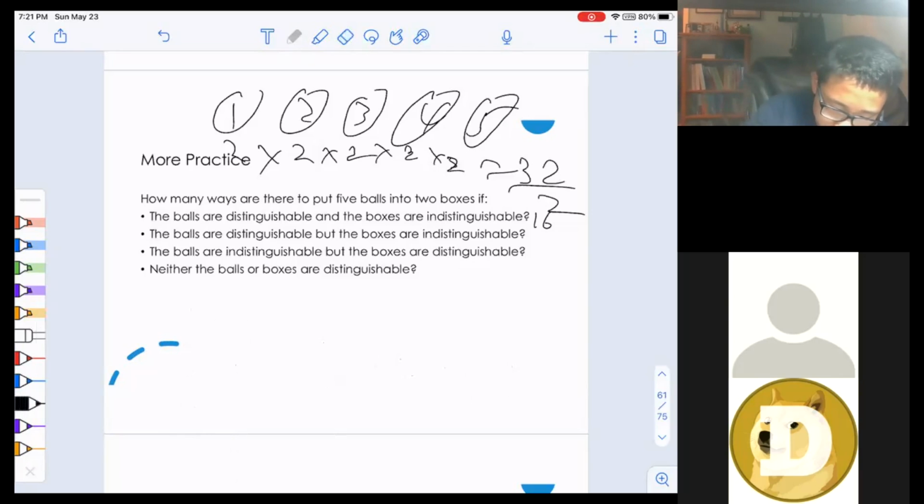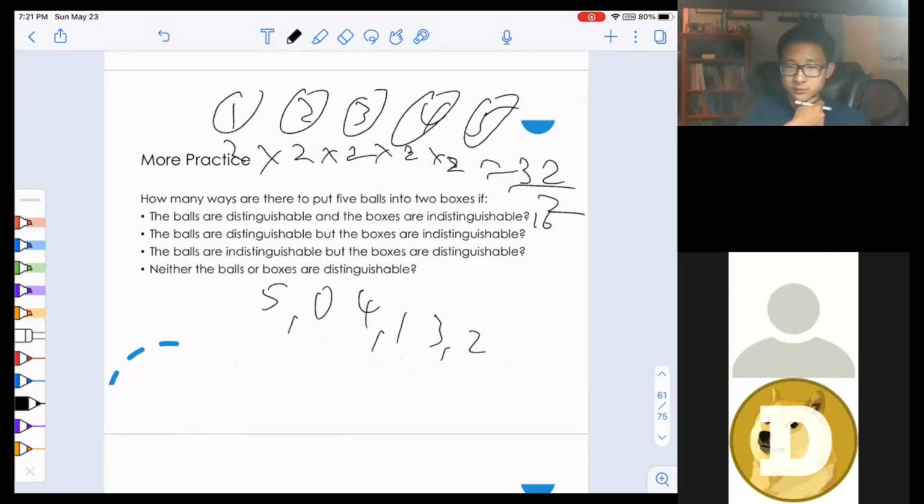Just erase this real quick. Well, in this one, we only need to count the number of ways to split 5 items into 2 groups. So then that would just be only 3 ways: 5, 0, 4, 1, and 3, 2. And if you do 2, 3, 1, 4, and 0, 5, those are just repeats. Since the boxes aren't distinguishable, you would just be counting everything twice. So then there's only 3 ways for the last one.